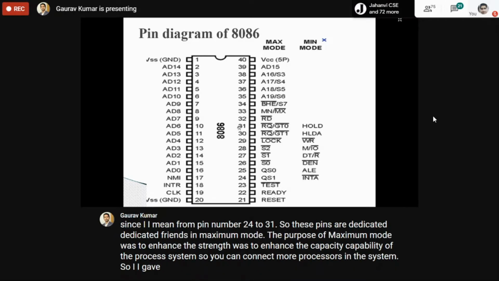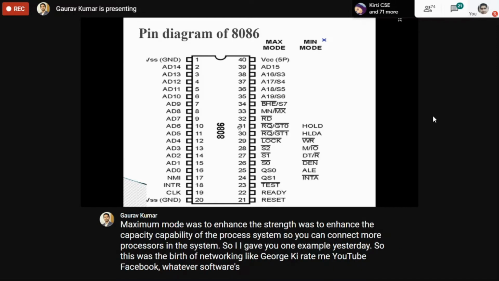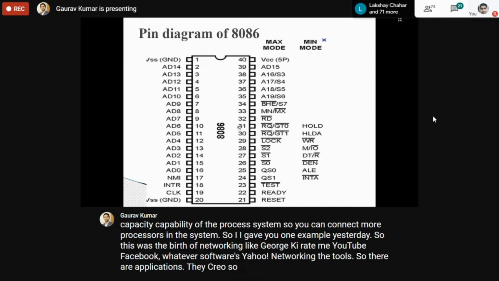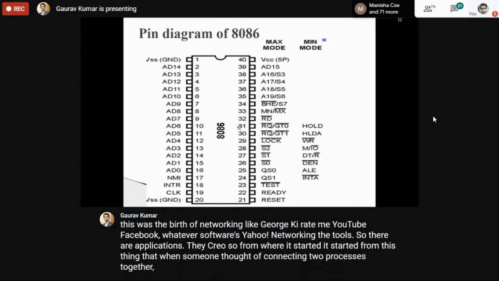Like, today YouTube or Facebook, whatever software or networking tools or applications you are seeing, where did it start from? It started from the thing that when someone thought of connecting two processors together. Earlier, someone thought of connecting two processors together, then someone thought of connecting two computers, then multiple computers, and then networking on the cloud and all those things, meaning utilizing or sharing the resources.